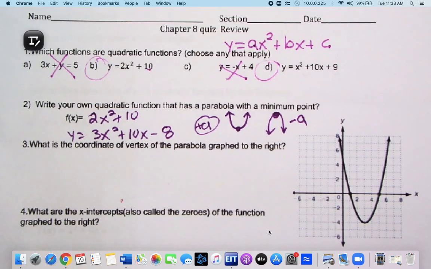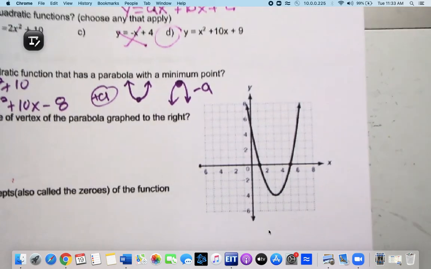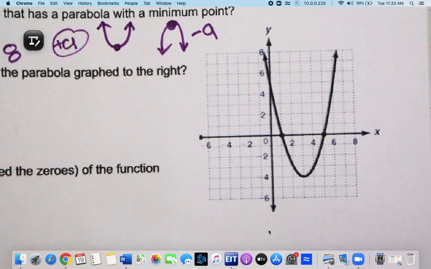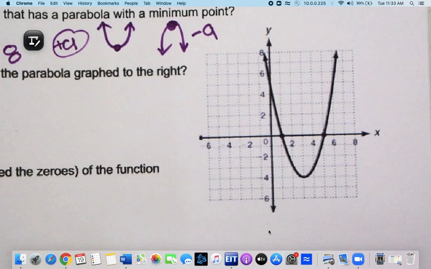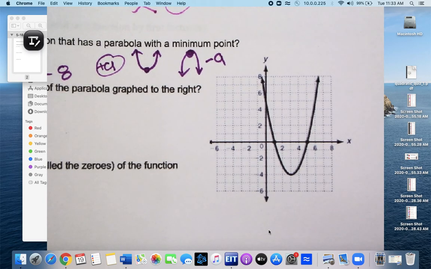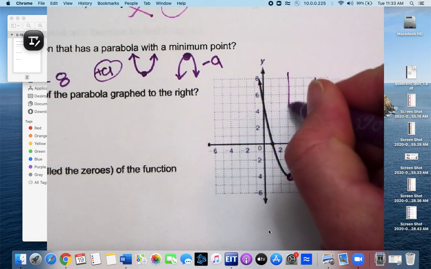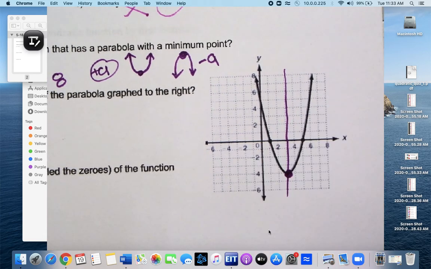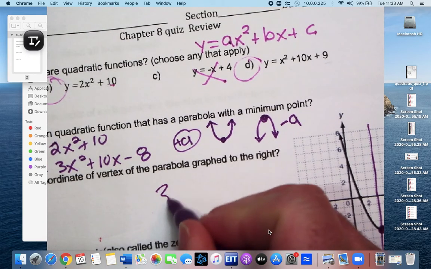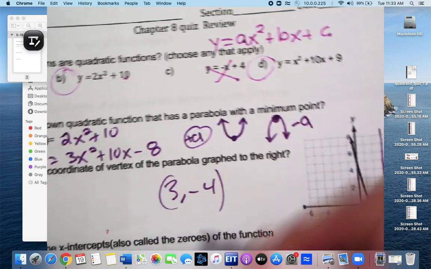What are the coordinates of the vertex to the parabola on the right? Well, take a look. There it is, right here. Here's your parabola. The vertex goes straight through there. So that coordinate is 3, -4.